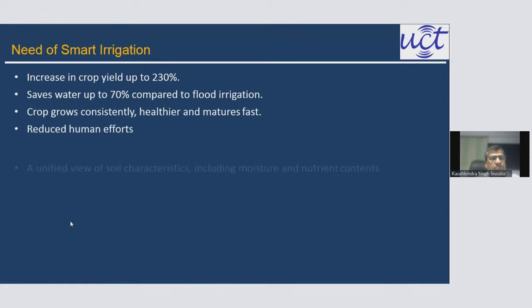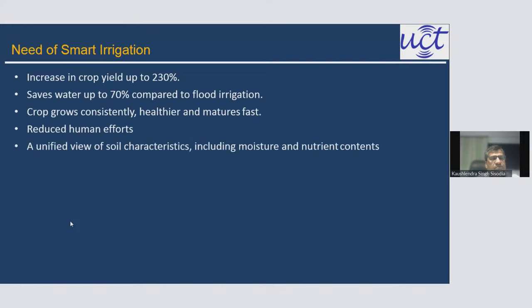It can reduce human effort. We have a unified view of the soil characteristics, including moisture and nutrient content. We can have smart notifications in case of abnormalities. Because of IoT technology, we can monitor all the critical components and vital parameters of the soil and the crop. Whenever a parameter goes beyond some threshold, or we see some abnormality, we can immediately generate notifications to the farmer, the user.